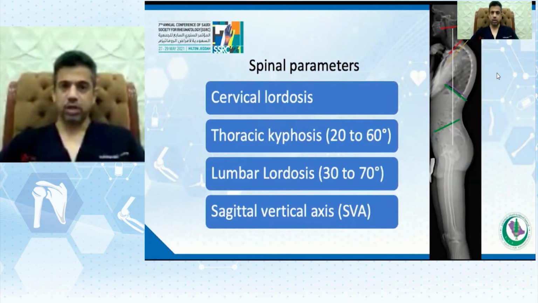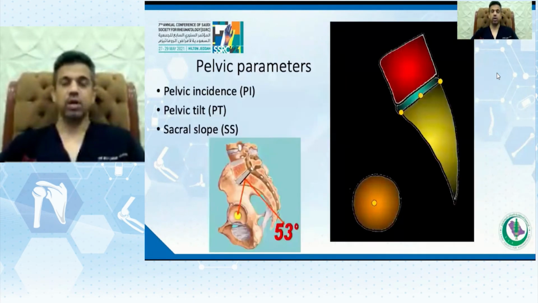In the human, the alignment of the cervical lordosis, thoracic kyphosis and lumbar lordosis can bring the alignment of the spine from the head all the way down to the lower limb, with the sagittal vertical axis, SVA, right at the middle, taking the load from the top of the head all the way down on top of the pelvis to the lower limb.